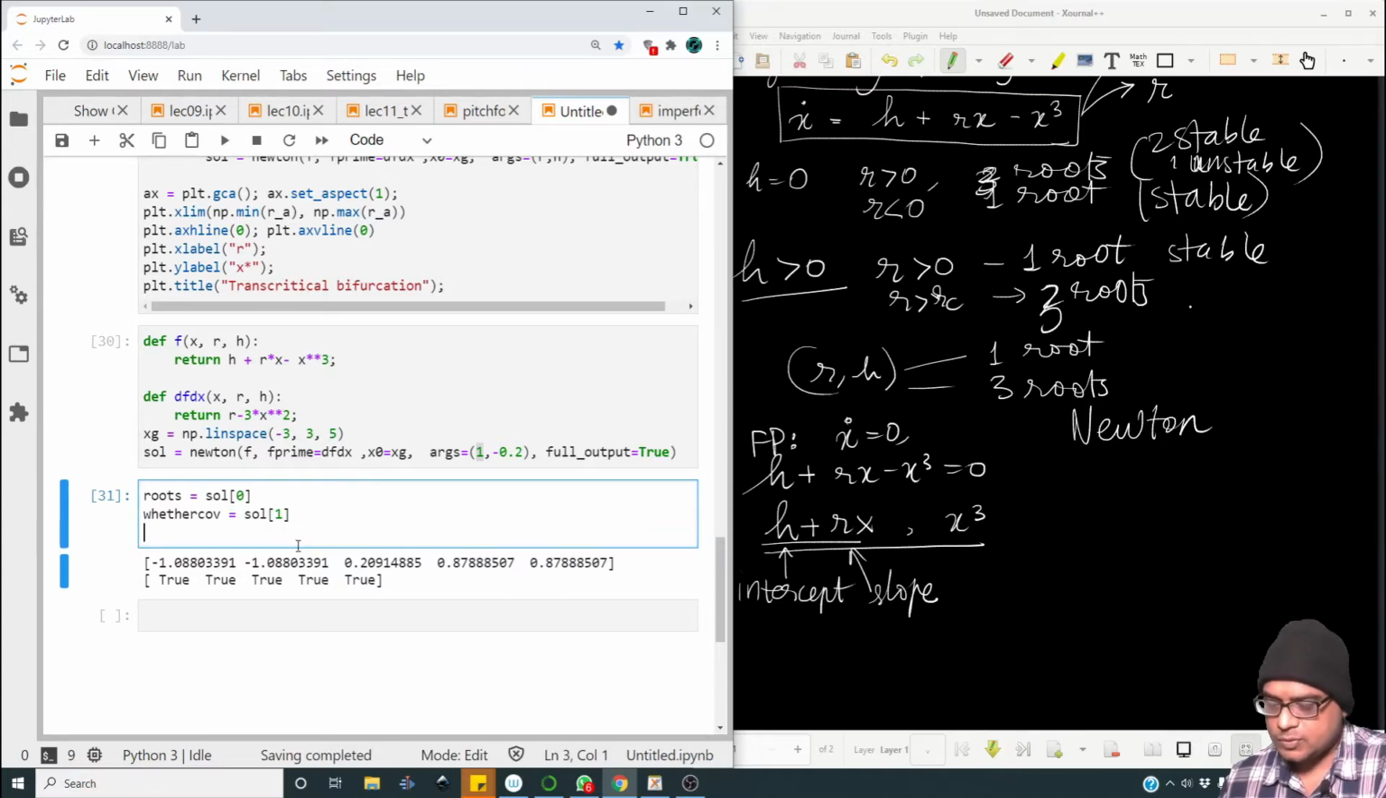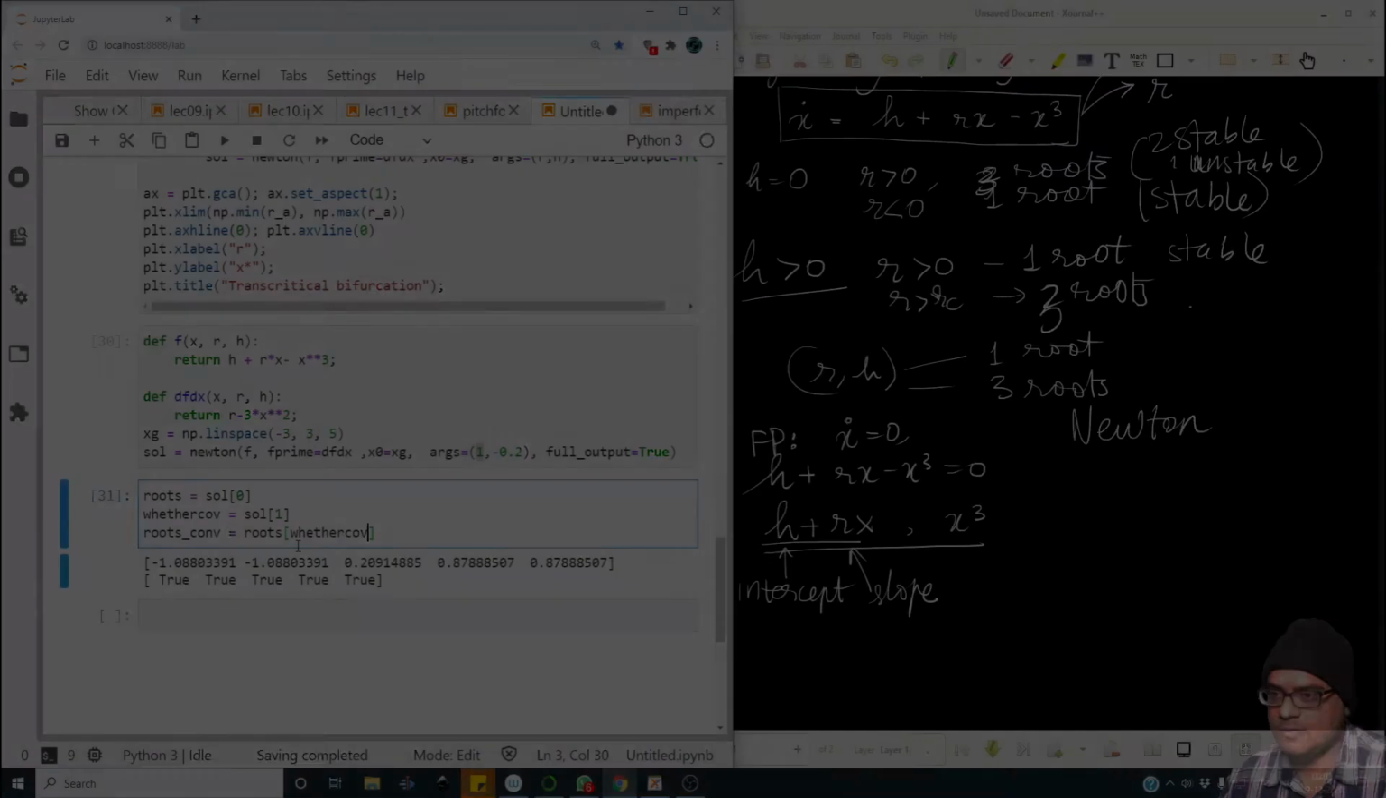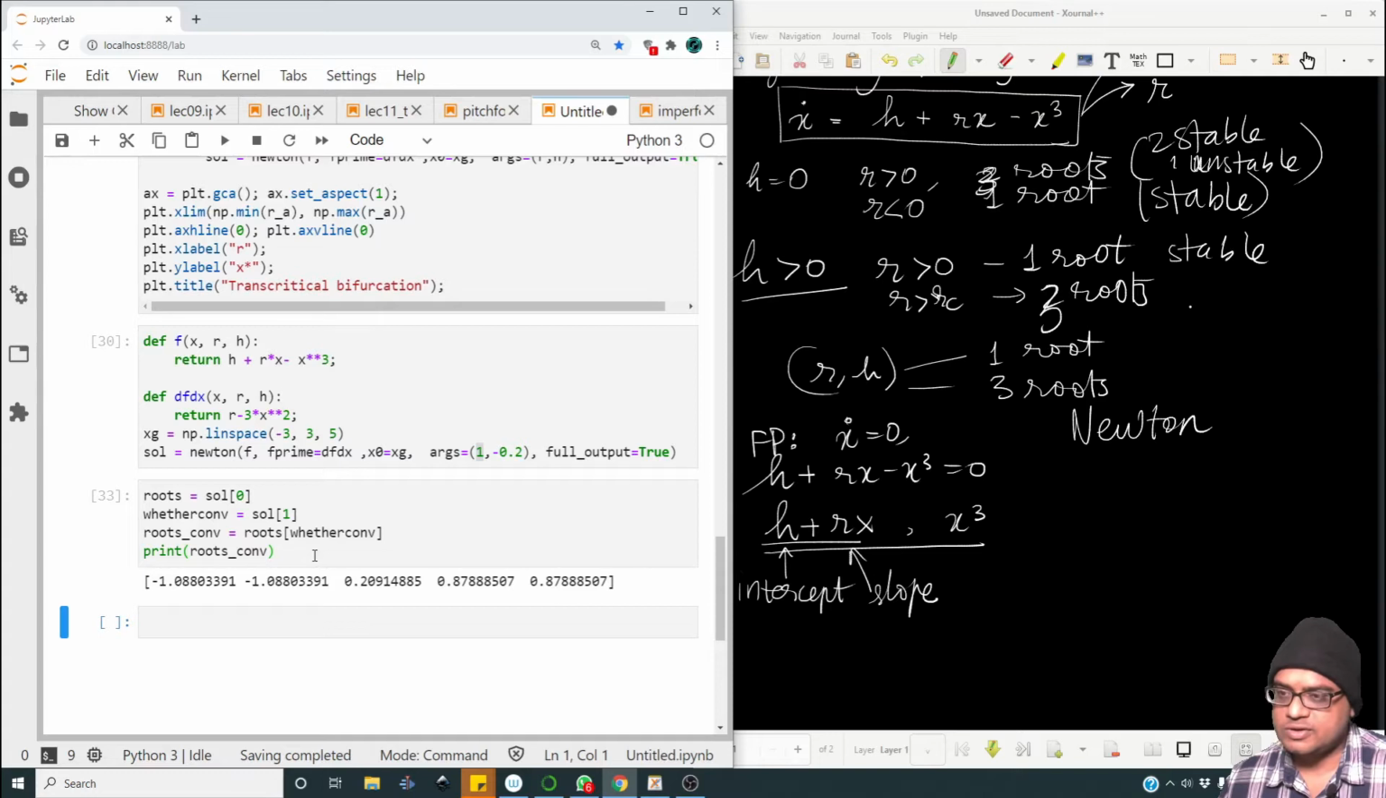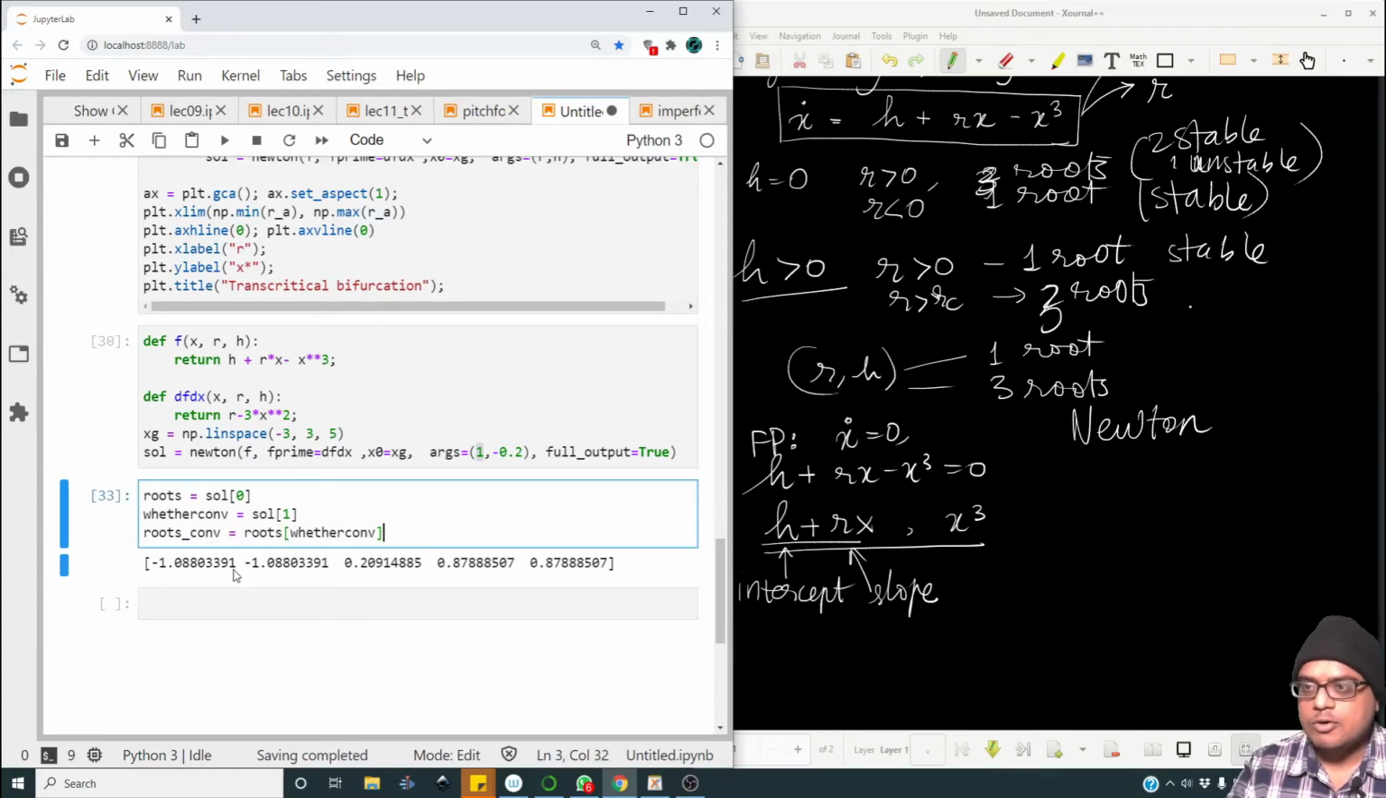Now roots converged will be the roots of those indices which are true, whether converged. Roots converged will contain those roots which have converged, but we want to find out the unique roots. So now we will say np.round of this, comma, let's say 2 decimal places.